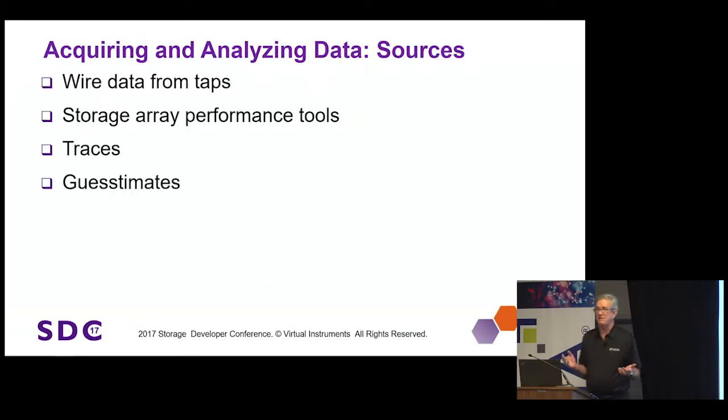So where do we get this stuff? Wire data from taps. We happen to sell one of these, so we love it when people want to use that. They're not everywhere. They're not widely deployed as well. They can be costly to put in, but they provide great data. Because we're measuring on the wire, we can probably get the best time resolution, and we'll get the most accurate representation of the commands that run during a particular time.